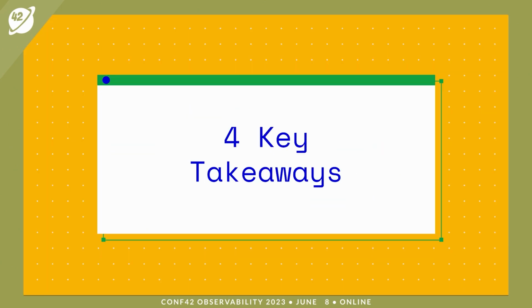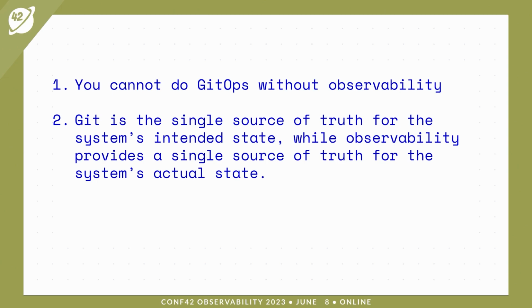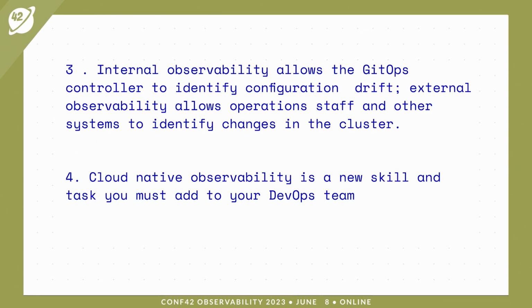So if you take something from this brief talk, the four takeaways will be: you cannot do GitOps without observability. Observability is important to have all the time, to observe our systems all the time. Git is the single source of truth for the system intended state, while observability provides a single source of truth for the system actual state. The third one is that internal observability allows the GitOps controller to identify configuration drift. External observability allows operation staff and other systems to identify changes in the cluster. So, cloud native observability, as I said, is a new skill and task you must add to your DevOps teams for sure.